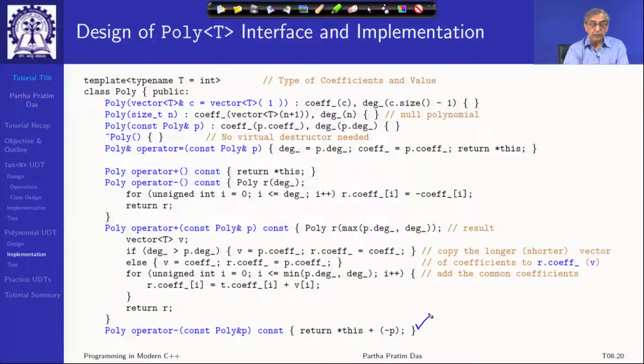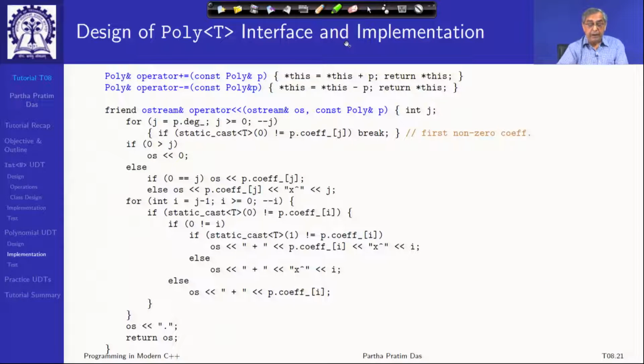Similarly, you can do a subtraction here. So, you can have plus-assign, minus-assign operators based on that, and then you can write out a polynomial. This code looks a little bit clumsy in C, because possibly that is the best way to write it, because there are several special cases you need to take care of.